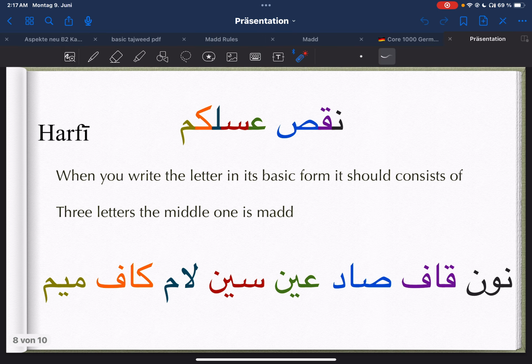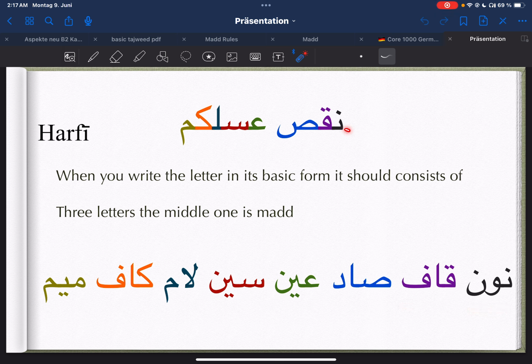Now let's explain more about مد الحرفي. We just finished the مد كلمي. For مد حرفي, I said in the first slide that we should memorize these two words, نقص عسلكم. When you write the letters in their basic form, look at these two words. How many letters do we have? 1, 2, 3, 4, 5, 6, 7, 8. We have 8 letters, and I wrote them down here.